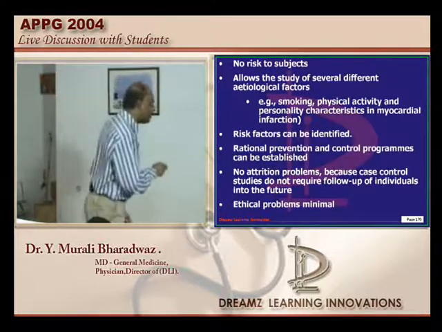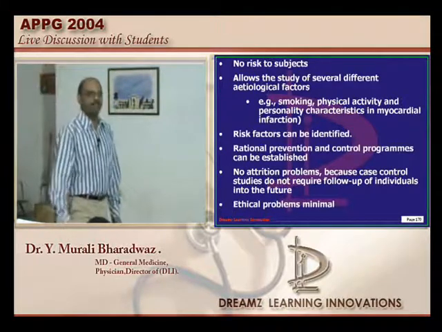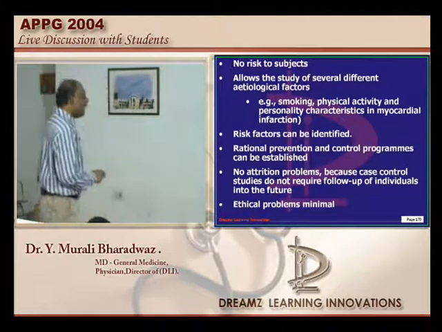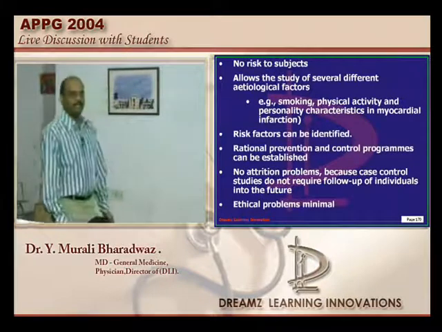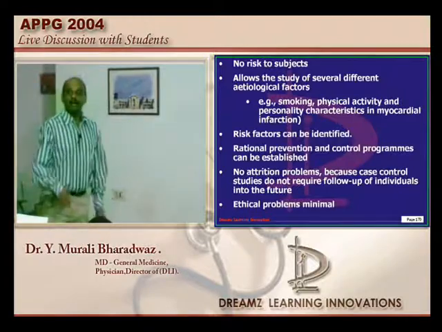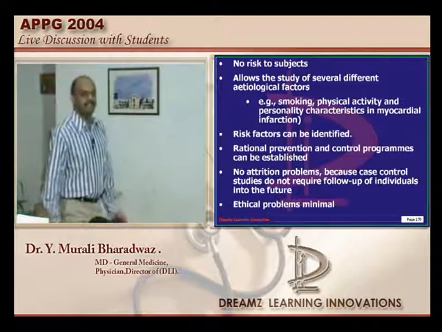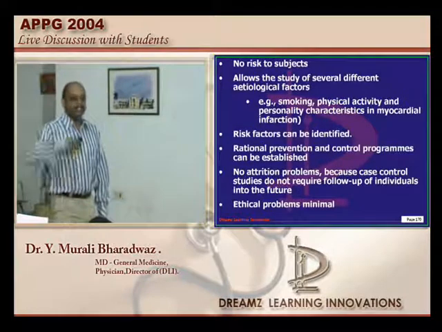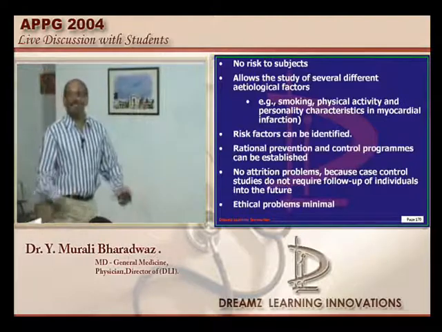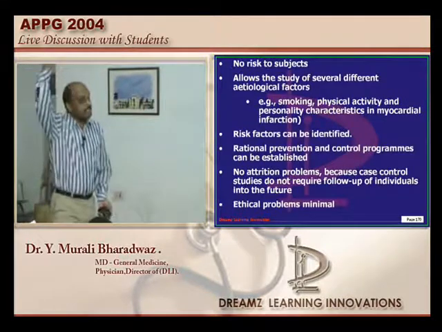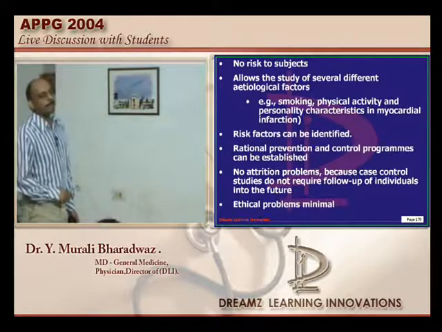So multiple etiological factors can be studied in a case control study, but not in a cohort study, is what I want to underscore to all of you. Risk factors can be identified, rational prevention control programs can be established, and there is no attrition problem. Out of these 20 patients you are checking, 5 of them dropped, you can bring 5 more and then carry on the study. In a cohort study, you are studying 10,000 people, then some major part of them can drop out and your study can stop. So attrition is a problem in cohort but not in a case control trial, is what needs to be remembered. Ethical problems are very minimal.